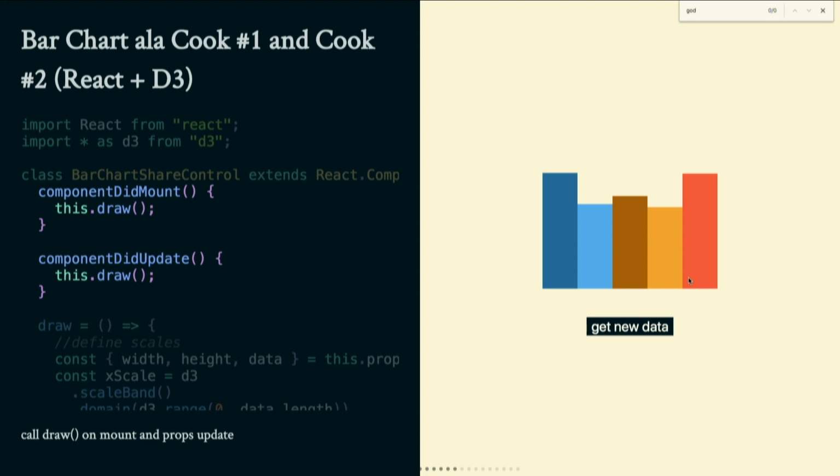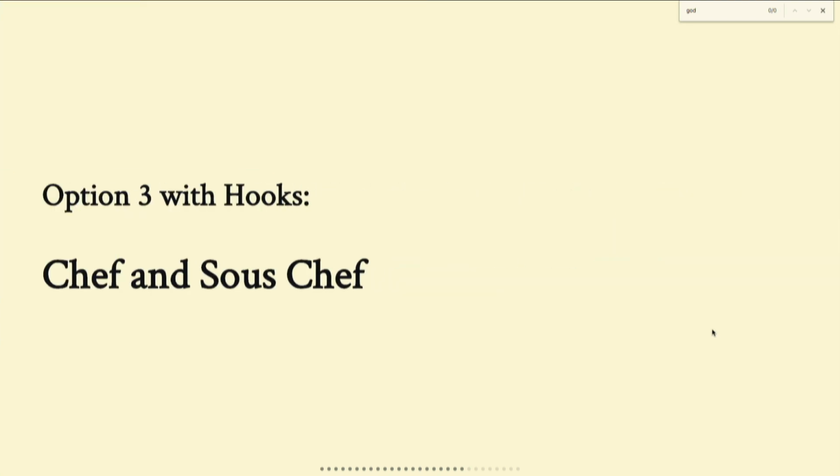The last step, again, is to just run this draw function when we mount our component and when our props update, in this case, when our data updates. And if we take a look, we get the same bar chart that moves smoothly from one state to the next.